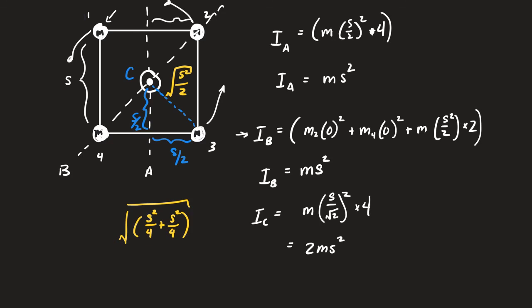Now, there were other axes you guys could have chosen. You just didn't. You could have chosen an axis through, say, those two masses. Would have been another one we could have tried. You should try it. Mostly because it's probably going to be 2ms squared.